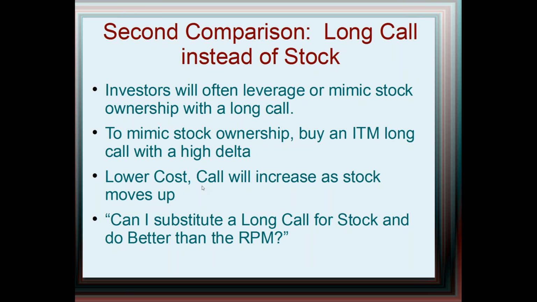So another question that always comes in is, can I substitute the long call for stock and do better than the RPM? Okay. Oh, okay. First off, a question came in from Paul. Paul said, you said there was a way to reduce the 5.7% max loss to 1 to 1.5% of Foot Locker. How? I'll get to that towards the end of the presentation.